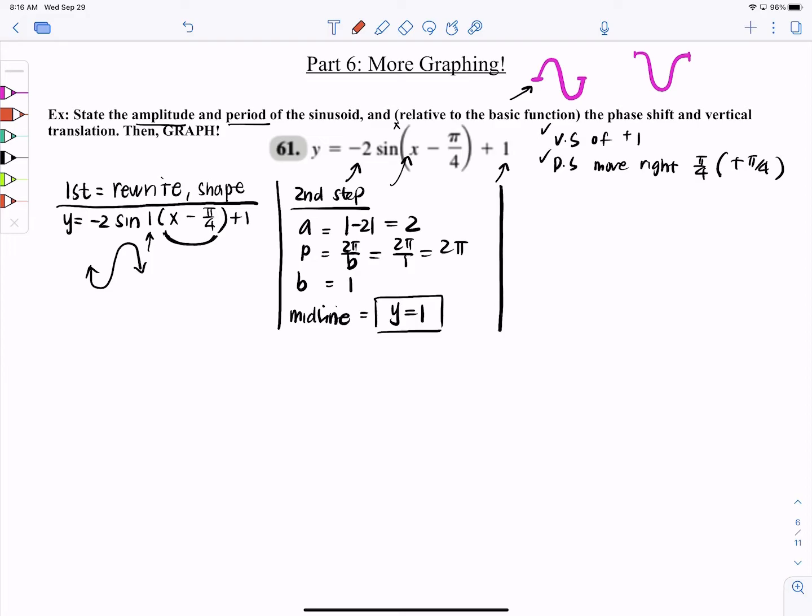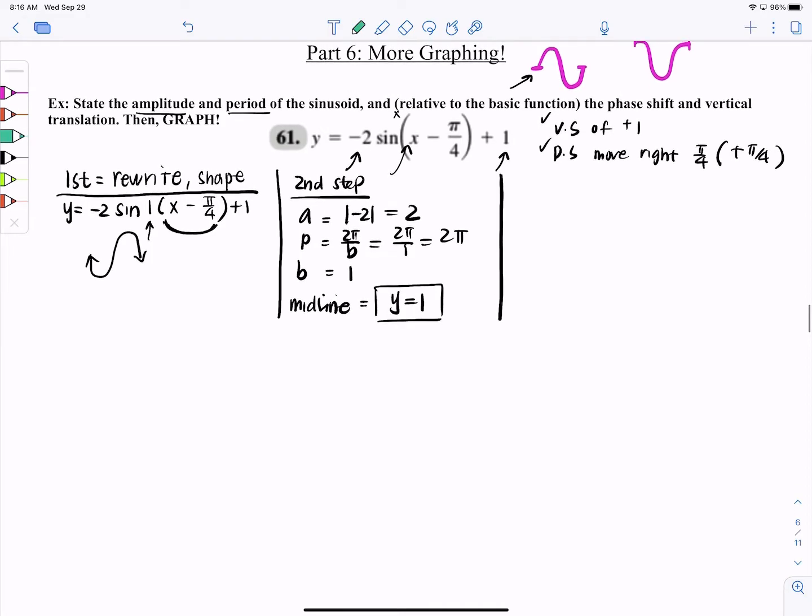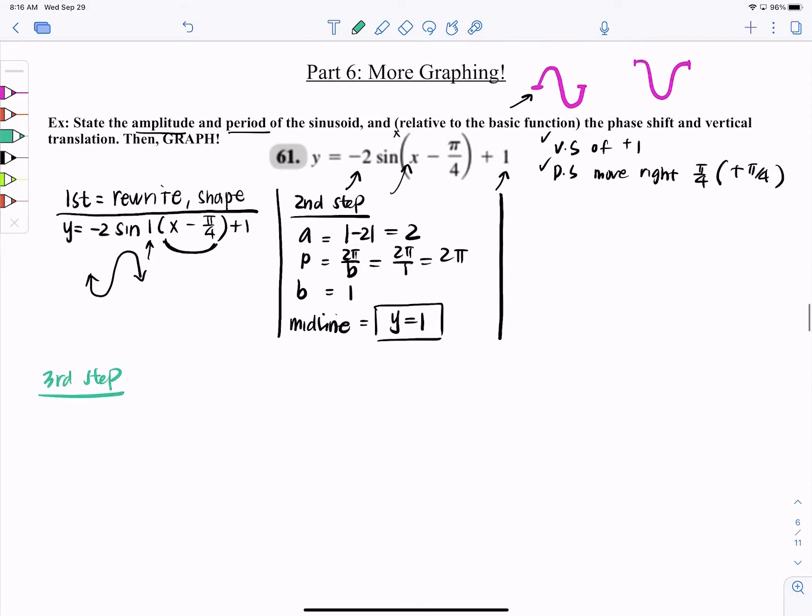Now, the third step is the more calculating, and also the most intense, okay? I don't really graph this way ever. I don't love it, but I think it's a good way to know, okay?